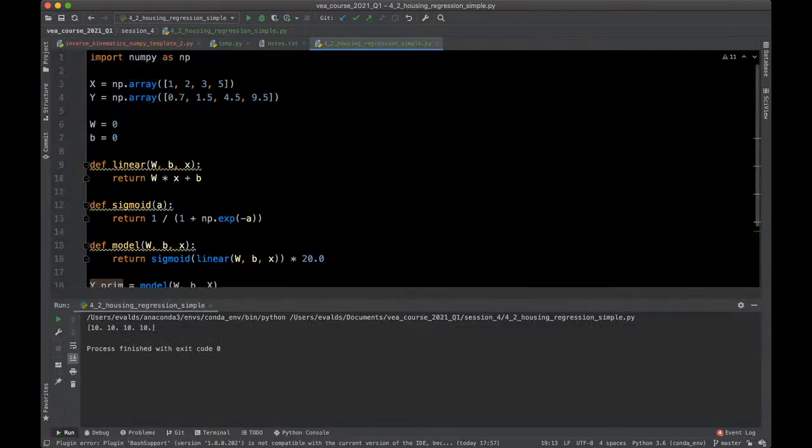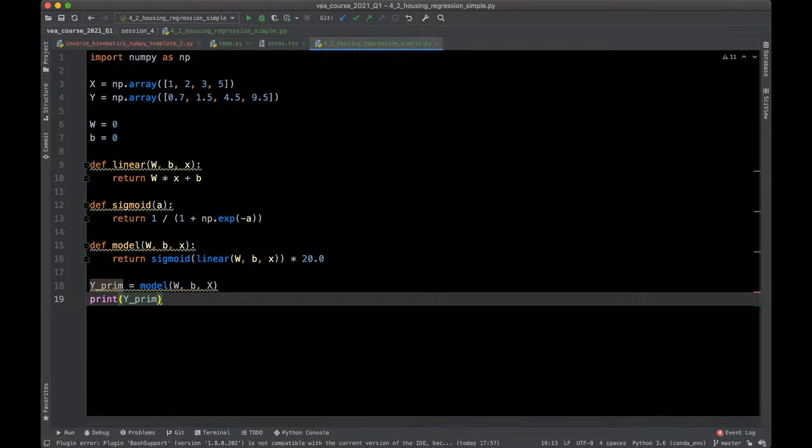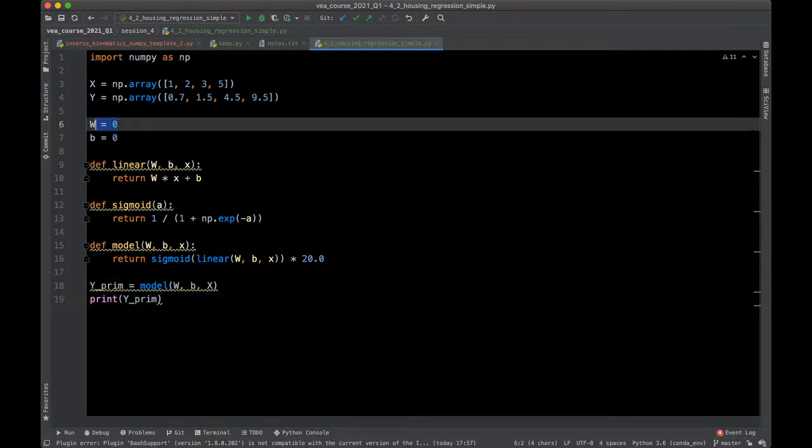Let's see what we get. So now we get something that is not very valuable. We get a prediction for every house that it is worth about 1 million, so 10 times 100k. But that's what we expect, that is reality, because we have not yet learned the weight and bias. So we need to learn weight and bias.